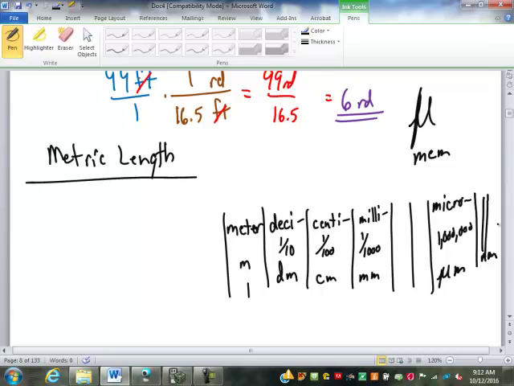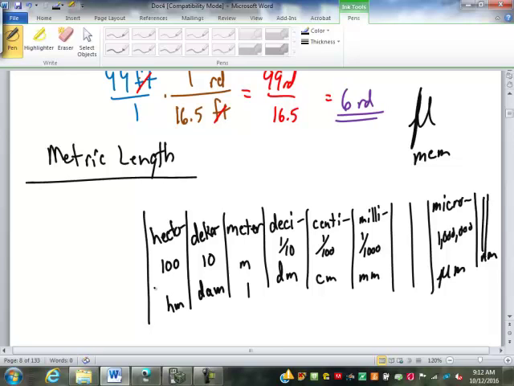Going the other way, for things larger than a meter, we had deca. Deca stood for 10, so a decameter was 10 meters. Now dm is already used for decimeters, so for decameters they use dam. Hecto was 100, so a hectometer, HM, is 100 meters. Kilo is 1,000, so km, or kilometer, is 1,000 meters.